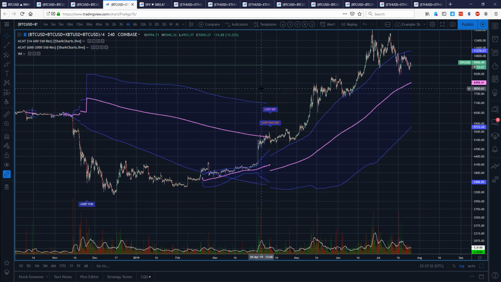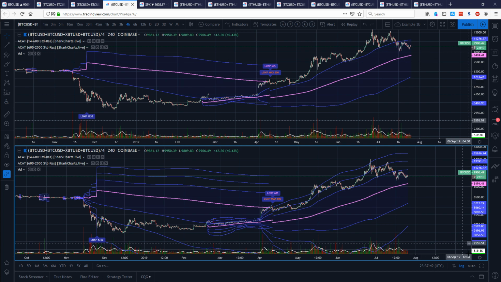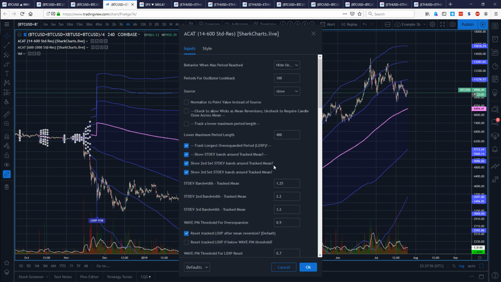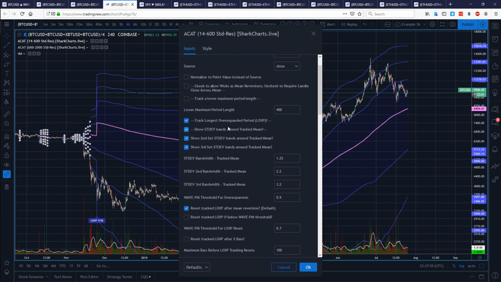So another major feature we added since inception was that we don't just have the 1.25 standard deviation pivots for mean reversion plottable anymore. We also now have it set to be able to plot up to 3 sets of bands. So I have it set here to show the first set at 1.25, the second set at 2.2, and the third set at 3.2.